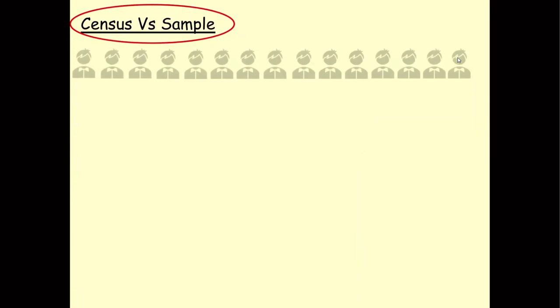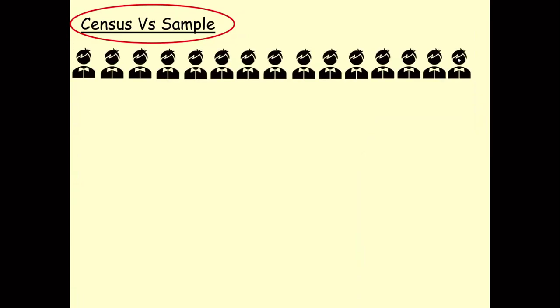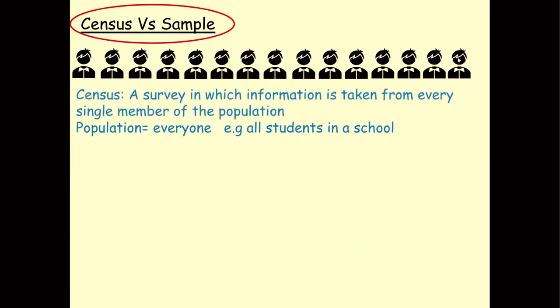So let's now have a look at census versus a sample. So we've already talked about population. So here we've got a population. And in this example, we're looking at all students in a school. So this is everybody in the school. So that's our population. A census is a survey in which information is taken from every single member of the population. So everyone in the school is asked a question and data is collected from everybody.